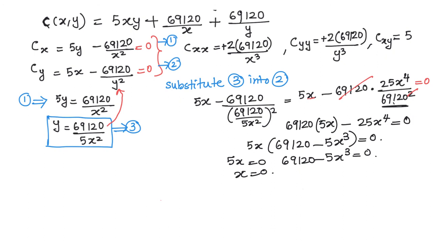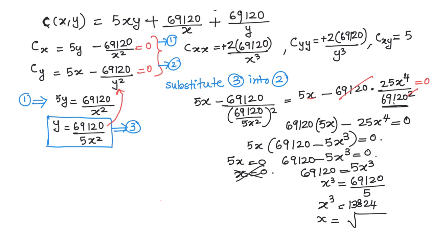x is the length of the box. Length cannot be 0, so it has to be greater than 0. So I cross that out. Now I have only this equation. So x cube equals this one divided by 5. So x equals the cube root of this value. You can enter into the calculator and you can see that that is equal to 24. So x equals 24. Now we need to find the corresponding y value.